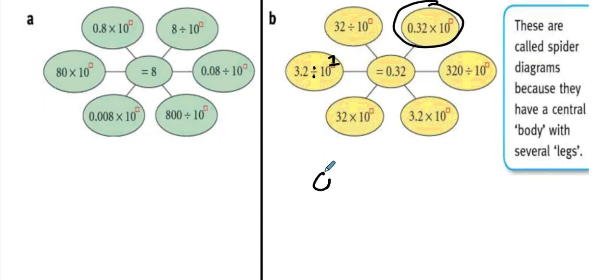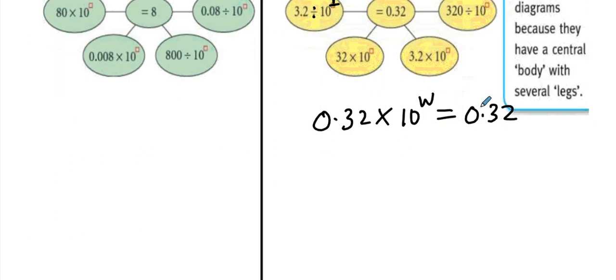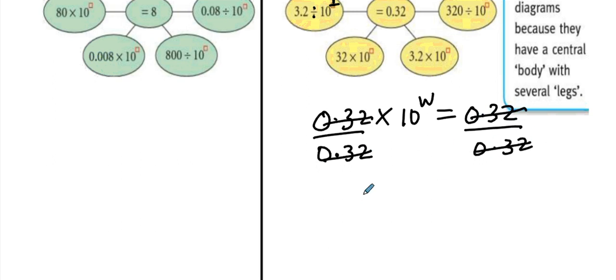0.32 multiplied by 10 to the power of, say, w equals 0.32, because here there is a missing power. This looks to be easy. Number one is multiplication, so you do the reverse of multiplication, that is to divide. You do the inverse of multiplication. So this and this will cancel, even this is cancelling. So you are left with 10 to the power of w equals 1.